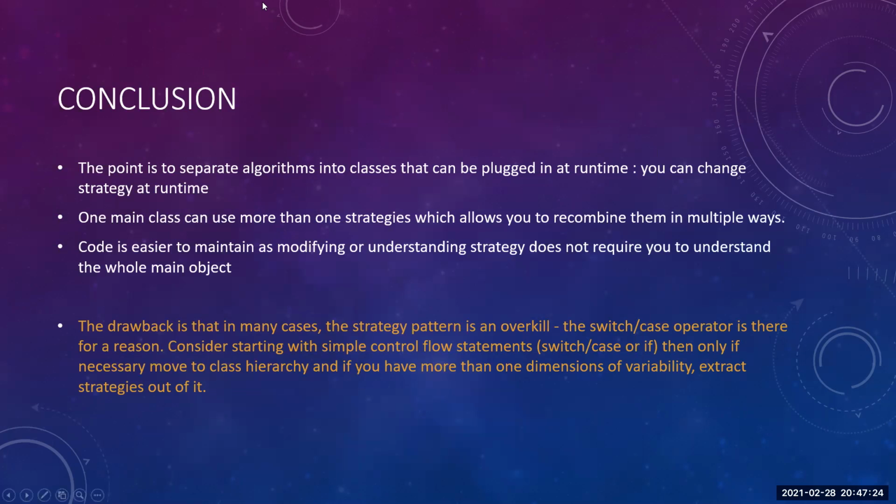That is because in the earlier part of my code, you have seen that I have imported it from a different file. That is one of the reasons it comes in handy: if tomorrow you have anything, just rename the file or call it from a different one. Second, one main class can use more than one strategy, which allows you to recombine them in multiple ways. In the robo example, we have implemented a light and a loud one, so you have a lot of mix and match options.